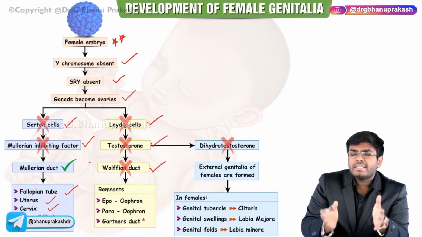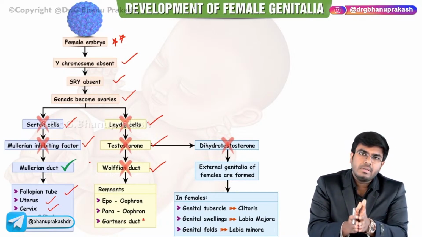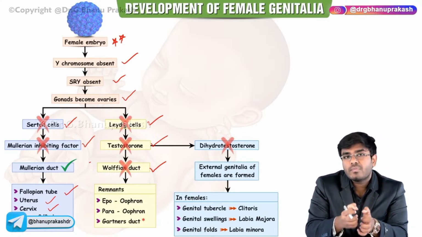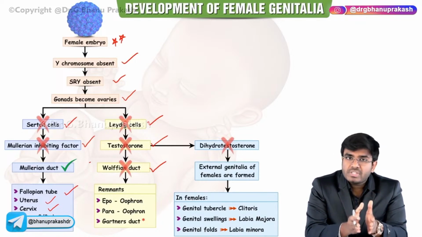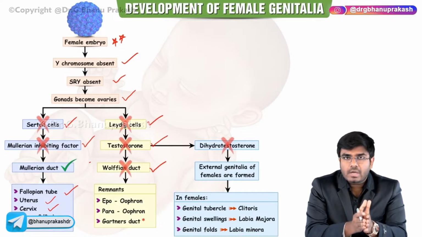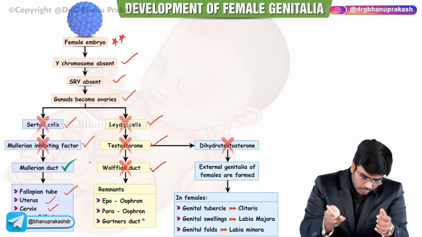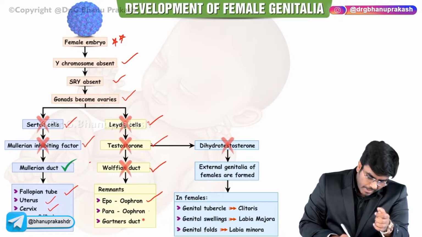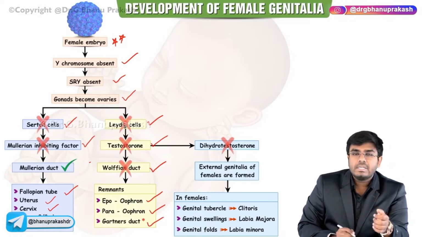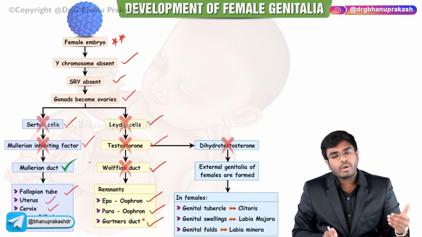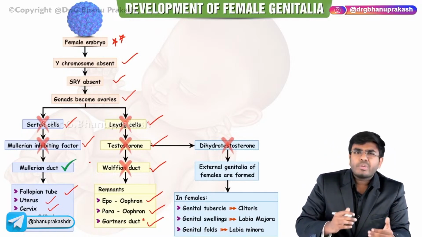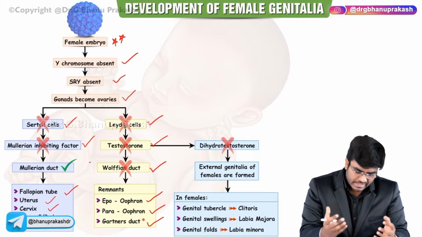Whenever the Wolffian duct undergoes regression, there will be remnants of it in the female. Even in a female body, to this date, there are remnants of the Wolffian duct. What are those remnants? Epoophoron, paroophoron and Gartner's duct. These are the remnants of the Wolffian duct in a female body. We are going to discuss Gartner's duct more later.